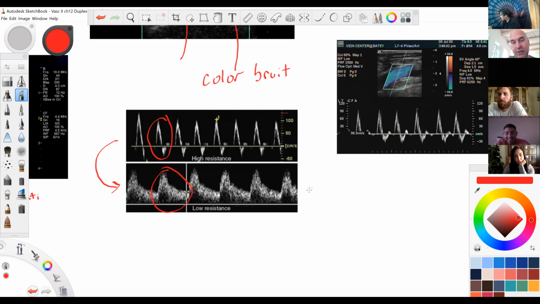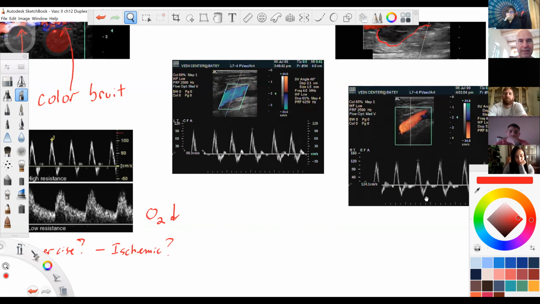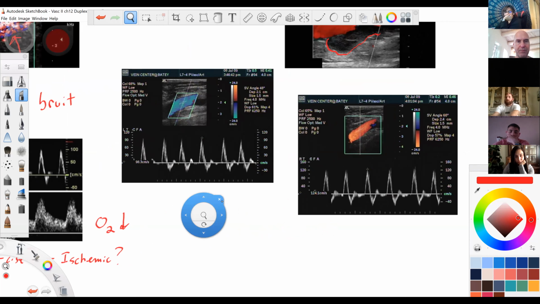If this person is at rest, that means O2 is way down, and they're basically ischemic. I couldn't think of the word. Ischemic or exercise or ischemia. What is going on? Well, if it's your patient and they've been laying there for 20 minutes relaxed and it looks like that, that is not normal. I only grabbed this one because look at this.